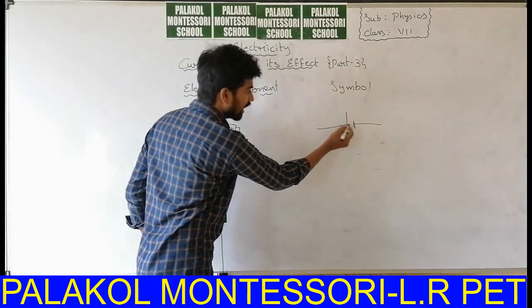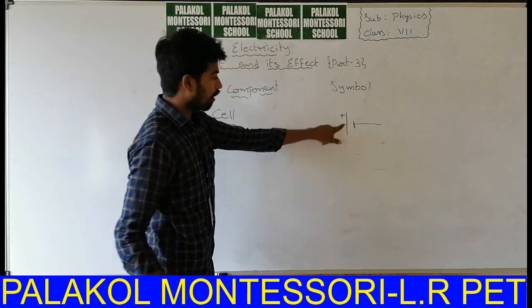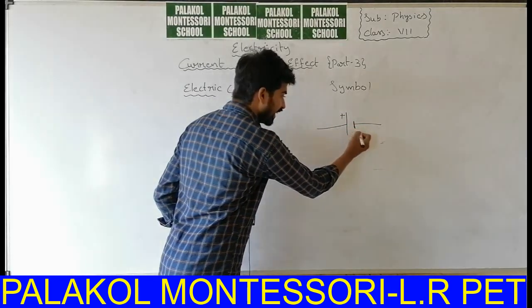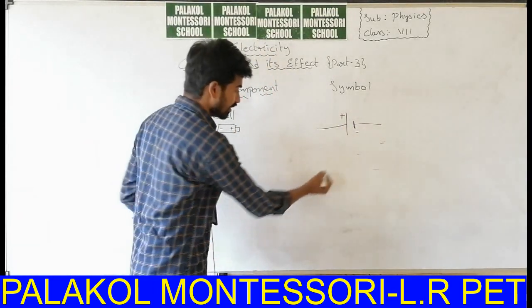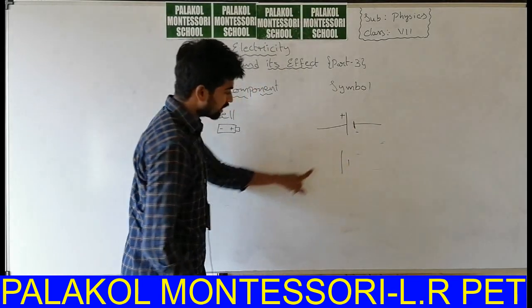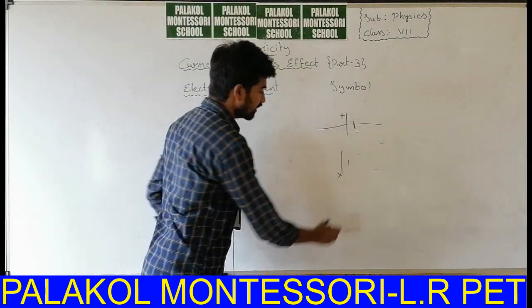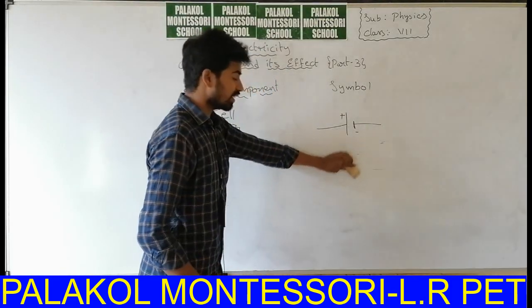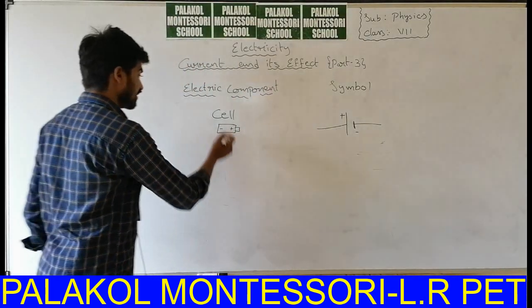The longer line represents the positive terminal. The shorter line represents the negative terminal. Here you can observe two vertical lines. The longer line is the positive terminal and the shorter line is the negative terminal. So this is the symbol of the cell.